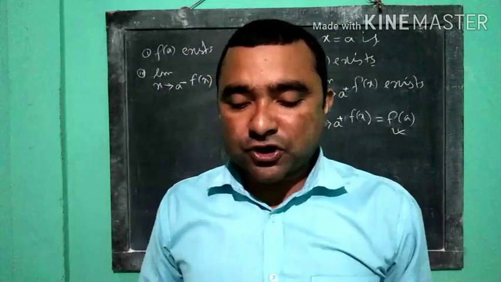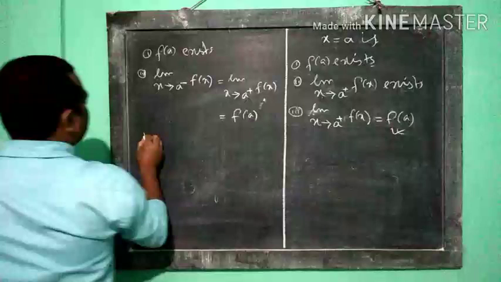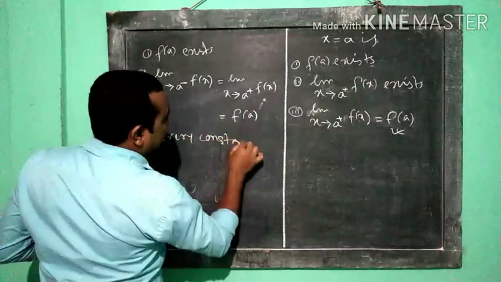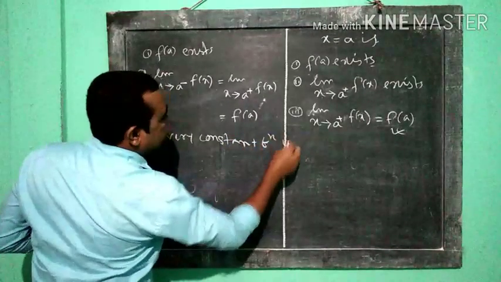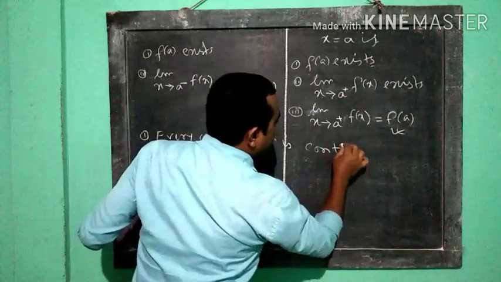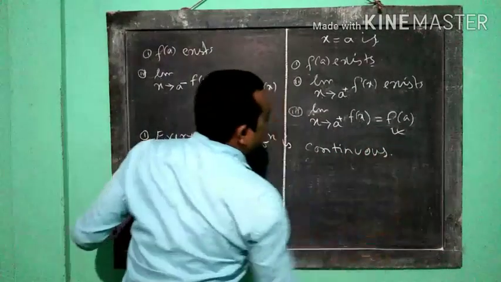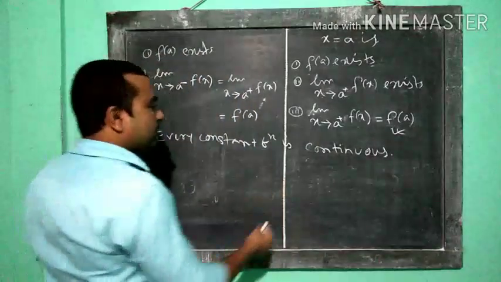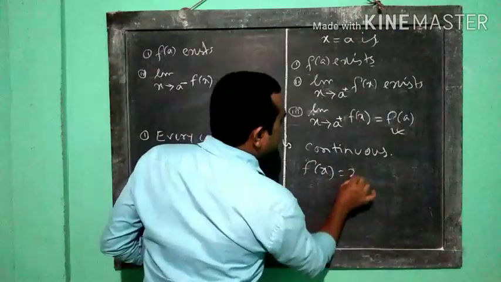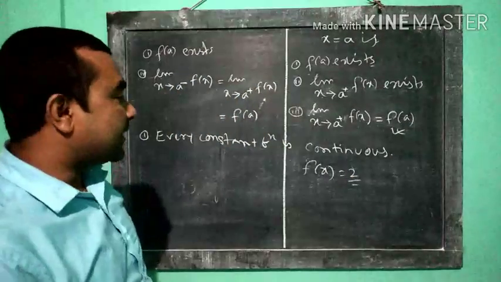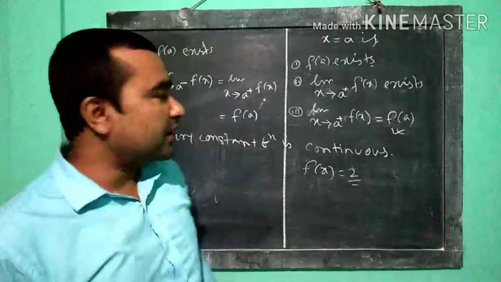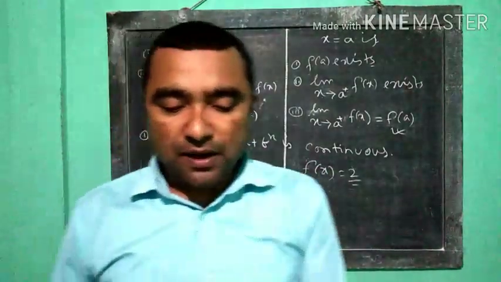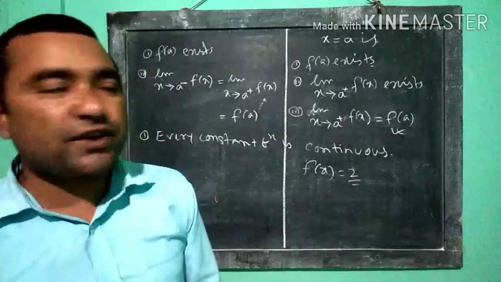Number 1, every constant function is continuous. Every constant function is continuous. So which type of function is called a constant function? Any function that is f of x, for example equal to 2. It is a continuous function, and this type of function is always continuous. So it is a constant function. Property number 1 is that every constant function is continuous.